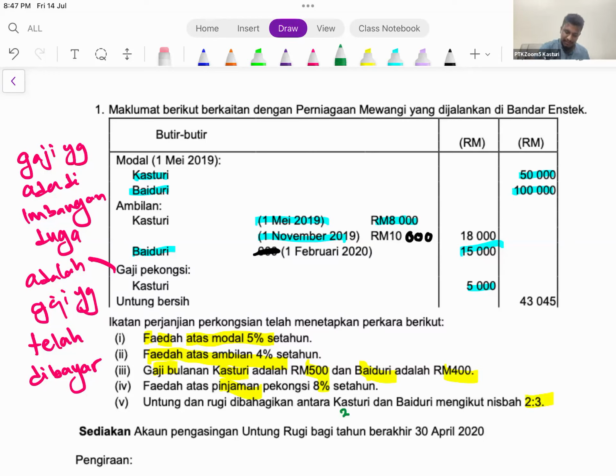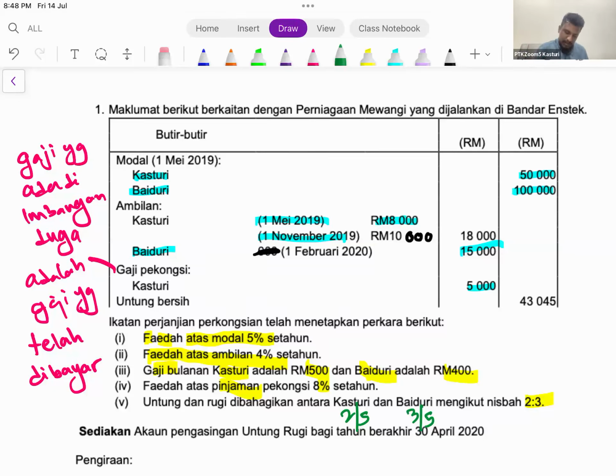Kasturi akan dapat 3 bahagian. Baiduri akan dapat 2 bahagian. 3 bahagian daripada 5, 2 bahagian daripada 5. Do you understand how I get the 5? 3 tambah 2 is the 5 lah. Got it or not?